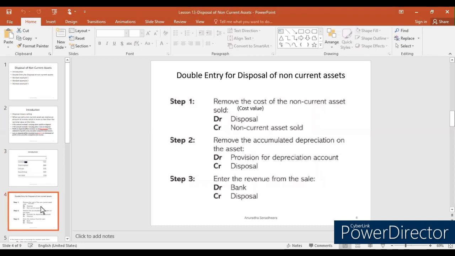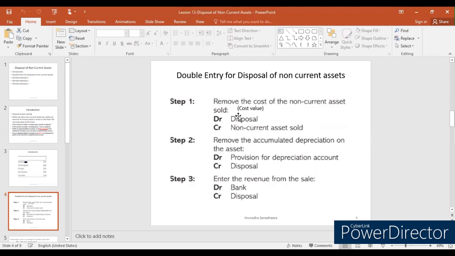And there are 3 or 4 double entries you need to remember under the disposal account. The first one is very easy. If you buy machinery, I don't need to explain: machinery account debit, bank or trade payable credit. Then, when you start to dispose of the non-current asset, these three steps you must remember. It's very important, but I have a shortcut also. First, when you remove the cost of the non-current asset, disposal account will be debited and non-current asset will be credited.